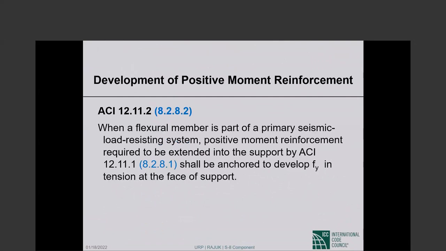When a flexural member is part of a primary seismic force resisting system, positive moment reinforcement required to be extended into the support shall be anchored to develop f_y in tension at the face of the support. This is a whole lot better. So this should require continuity. So the 6-inch extension now is not going to do. This is extremely, extremely important for you to note.